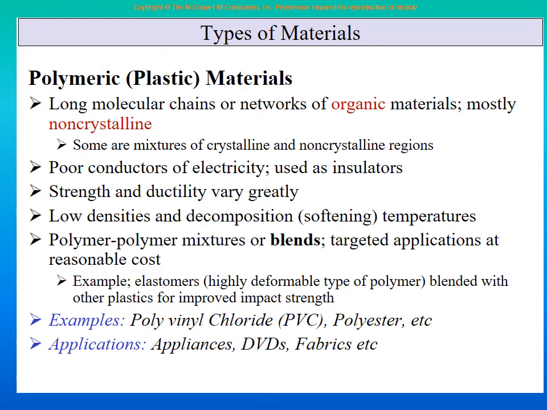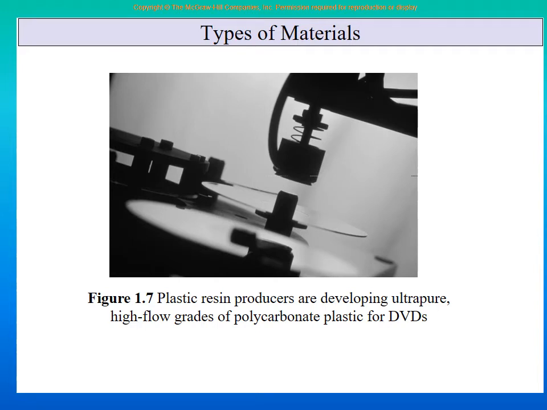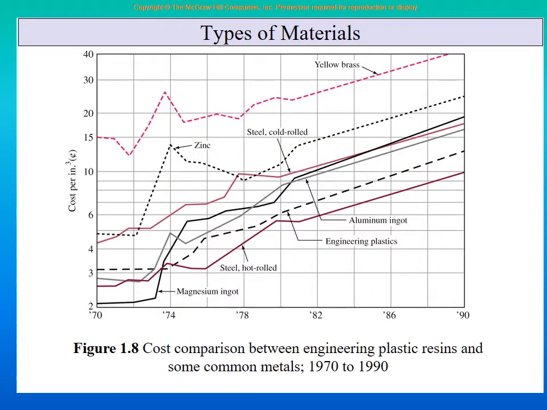Then we go to the next category of materials called polymers, or also called plastics. We tell you their nature and their properties. We tell you about blending a polymer with another polymer to get better properties. We show you CDs and DVDs, which are a very common application of polymeric materials. A figure gives how the cost of the different types of materials per unit volume has been changing over the years from the 1970s to the 1990s.